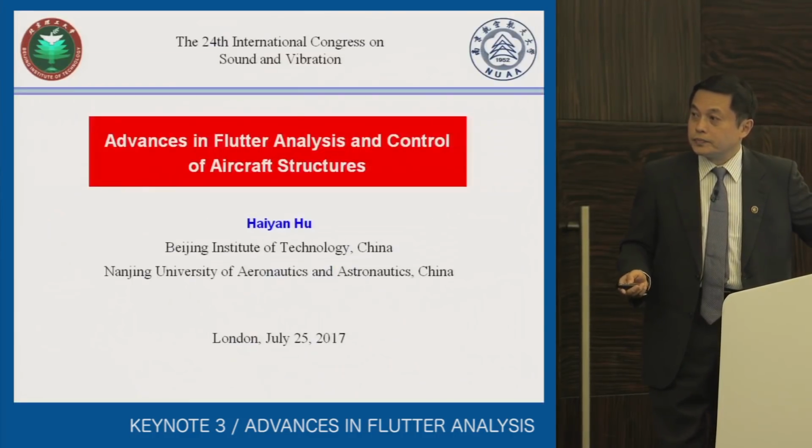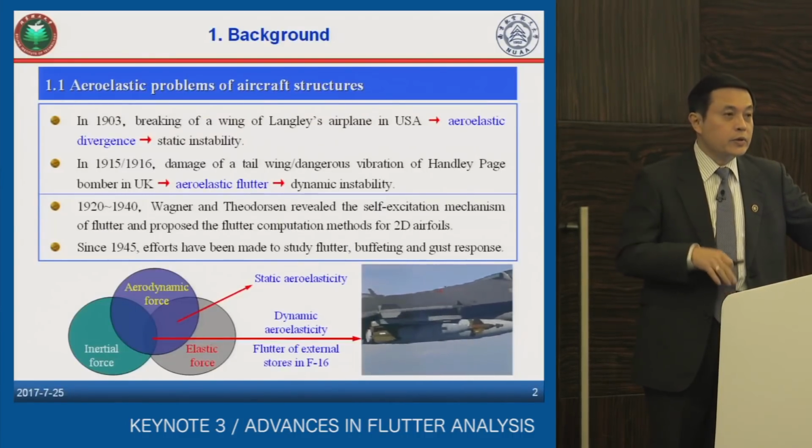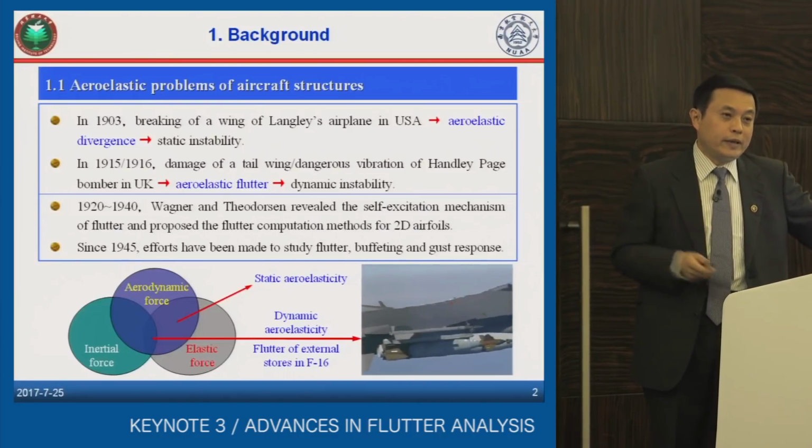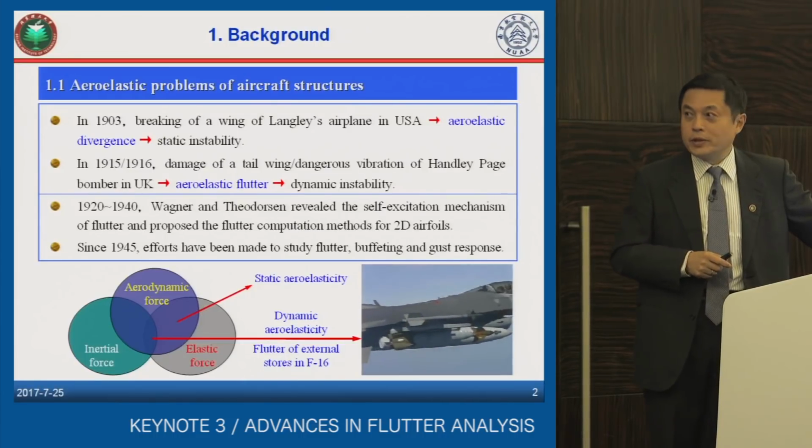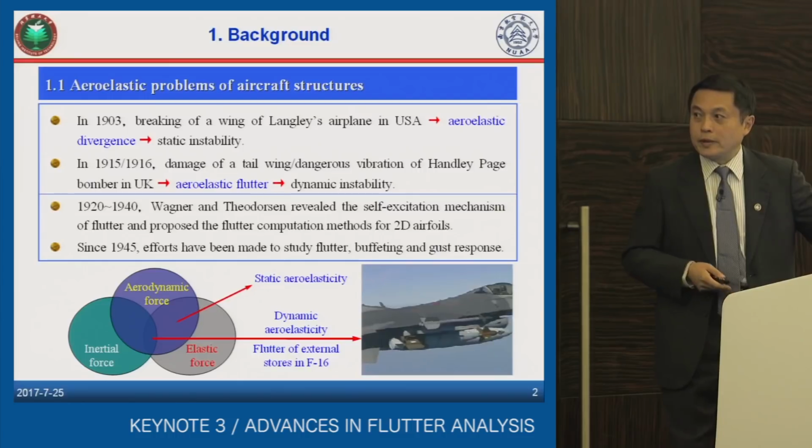And actually, in the 1920s to 1940s, a great deal of effort was made to study the mechanisms of this self-excitation. For example, the Austrian scientist Wagner and the Norwegian scientist Theodorsen reviewed self-excitation mechanisms of flutter, and they also proposed some simple approaches to compute the flutter of two-dimensional airfoils. And after World War II, more efforts have been made to study flutter, buffeting, and gust response. Even so, we still have a lot of open problems, even for the modern aircraft. Here the video shows you the flutter between the external stores and the wing. As you know, the F-16 is a very well-known fighter, and even this modern fighter still suffers from the flutter problem.